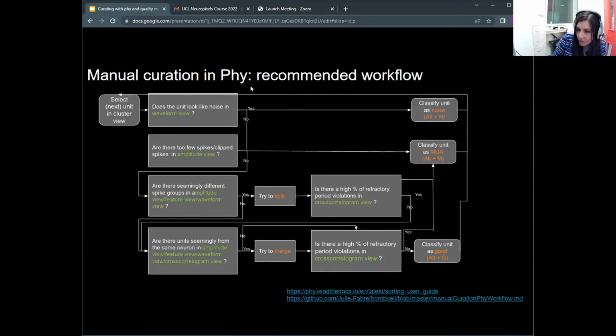So here's an example of a workflow that you could follow. Typically, you would look at each unit and first try and determine, does this look like noise? Looking at the waveforms as we talked about previously. And then you would try and understand if there are false positive or false negative spikes.